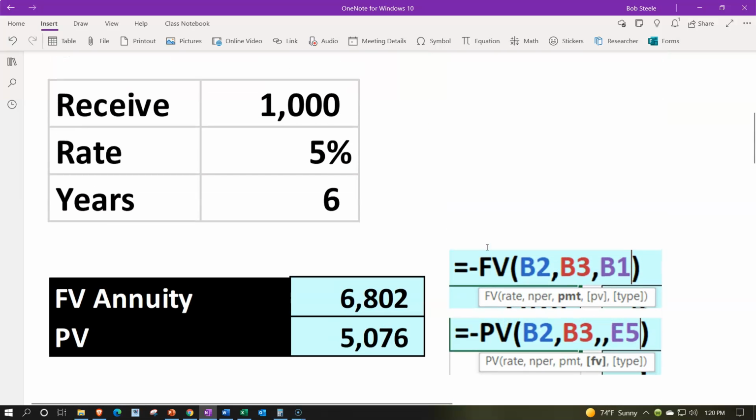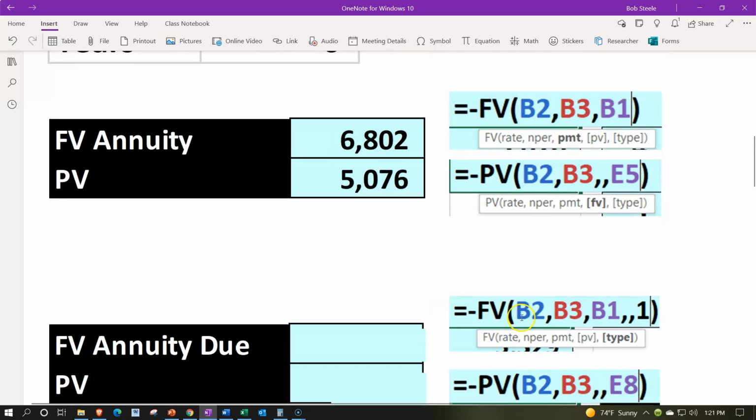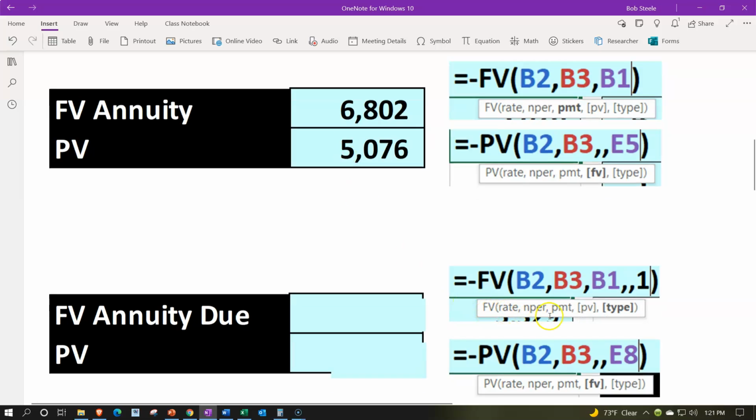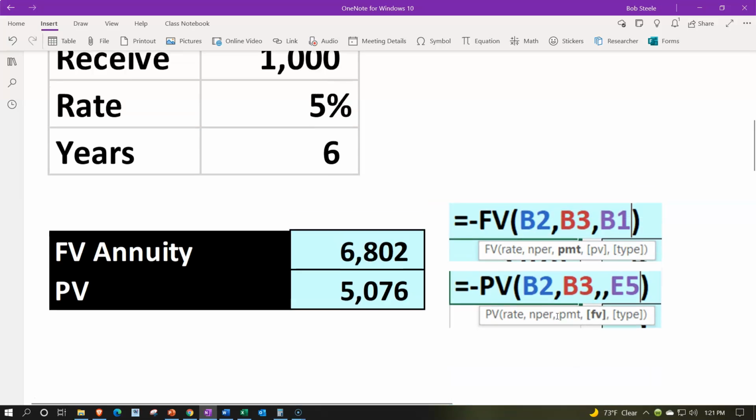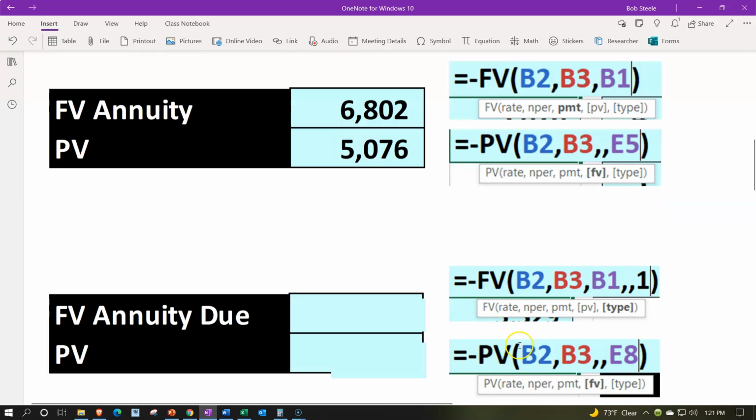The rate would once again be the 5%, comma, number of periods would be 6, comma, and then the payment would be the 1,000. And this time we want an annuity due at the beginning of the period. Therefore, we have to have 2 commas, get back over here to the type, which we want to indicate type 1, which will make it an annuity due, meaning payment happens at the beginning as opposed to end of the period. So that would then give us a different result here.